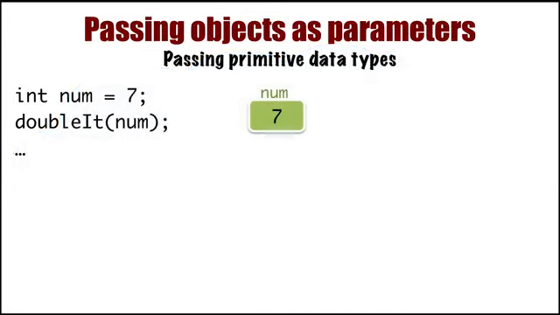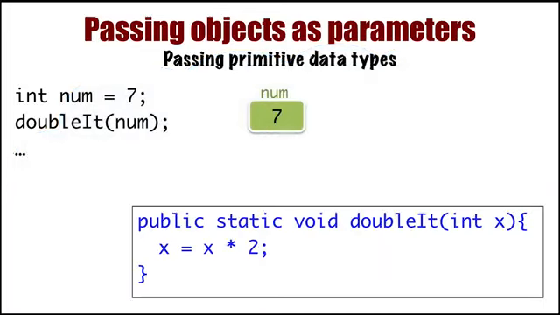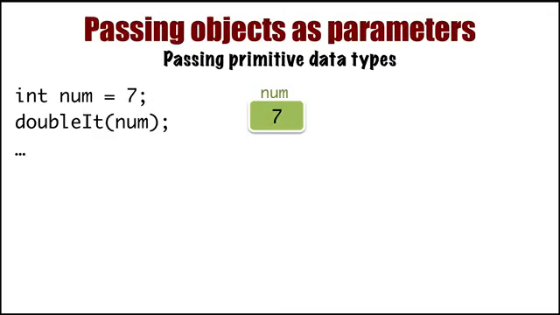When a method is called and an int is passed, what we actually pass is the value of that variable. The method may make changes to that value, but unless it is returned to the original variable, no change is seen or made to that original value.